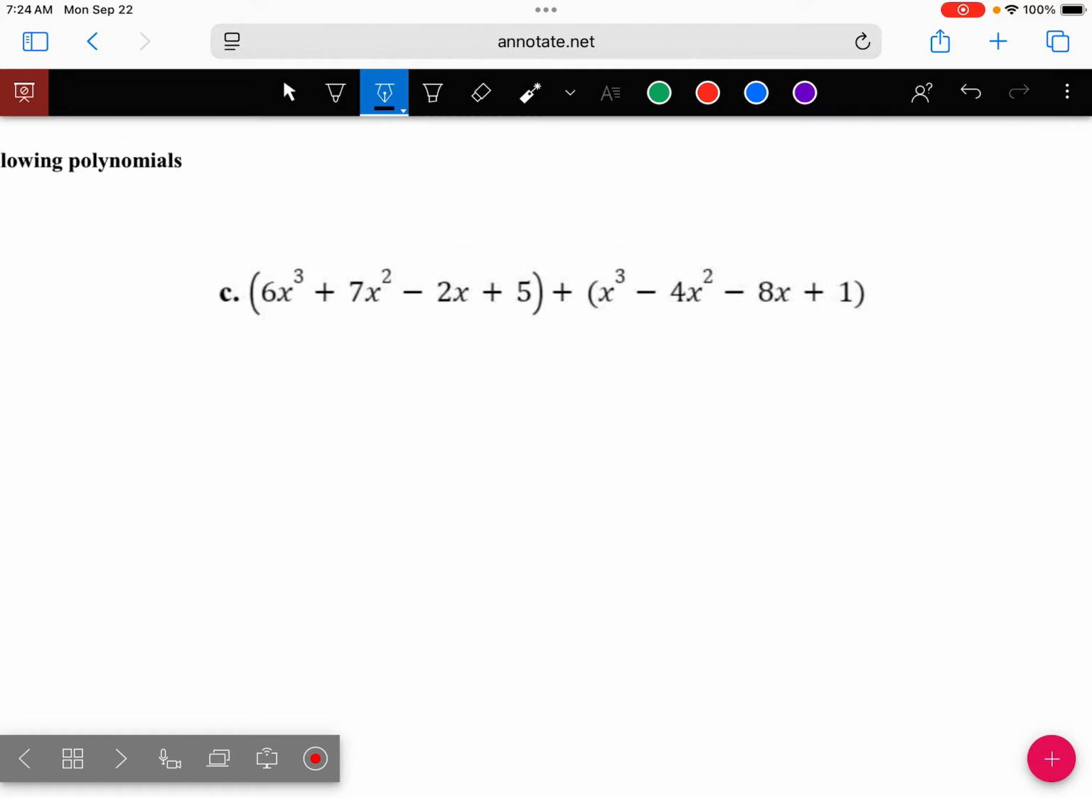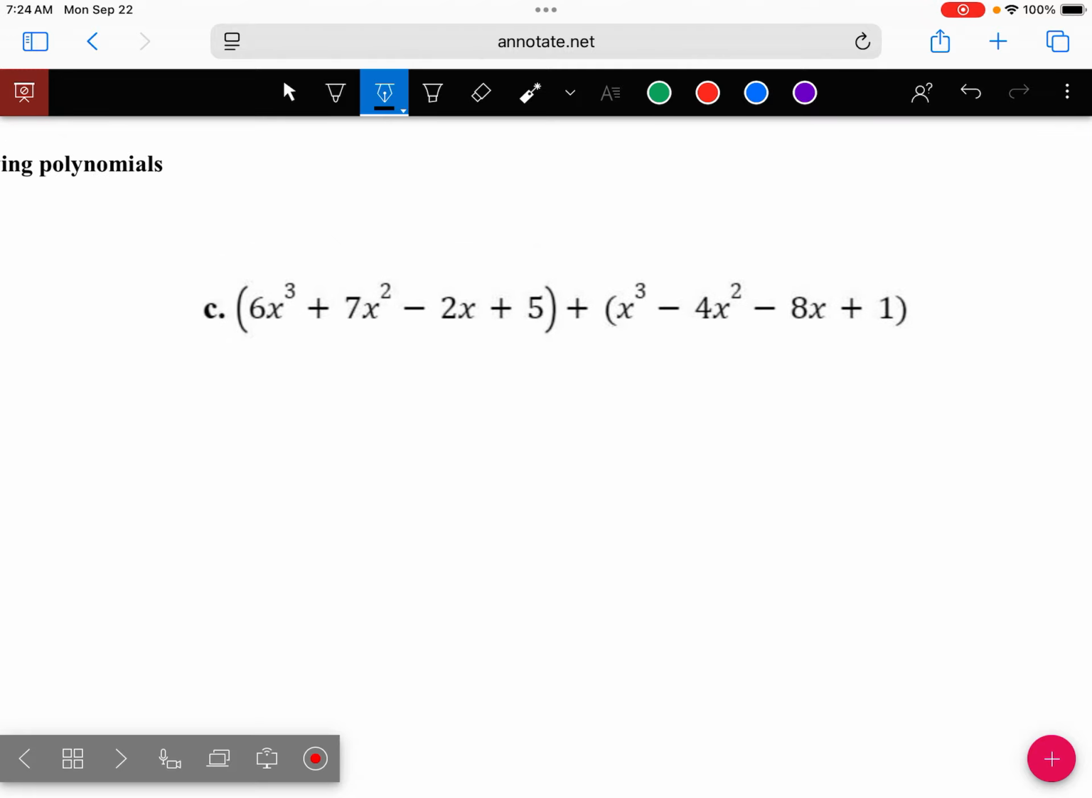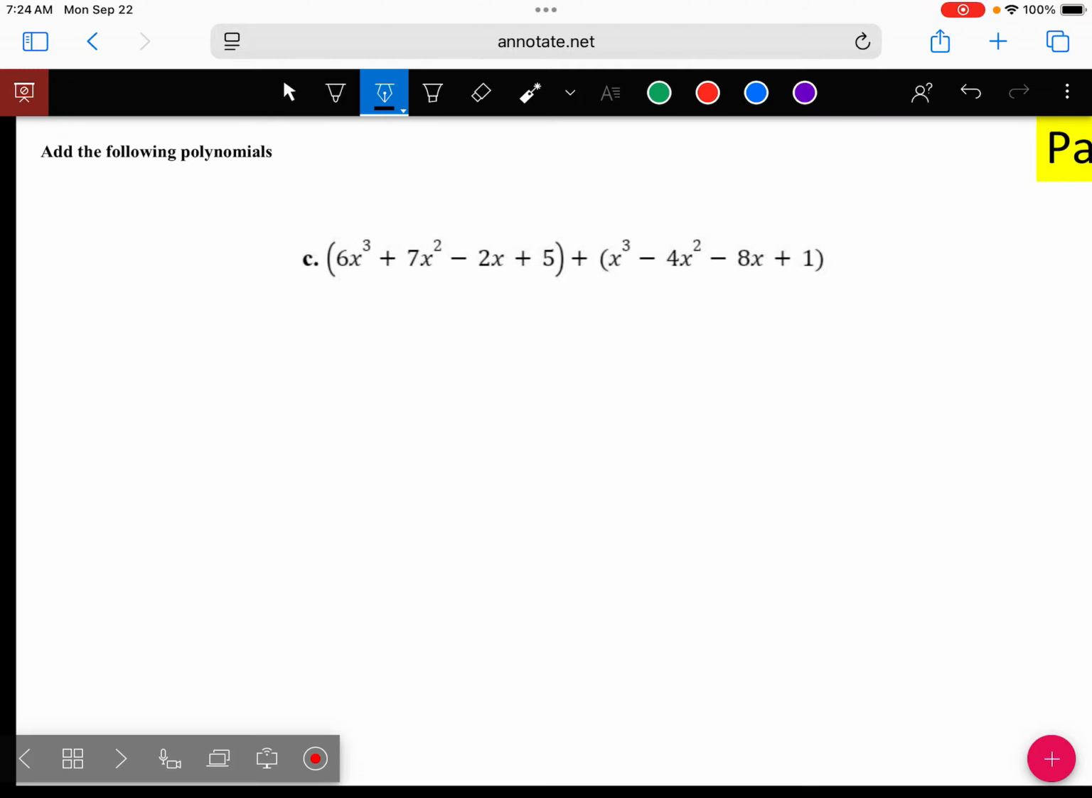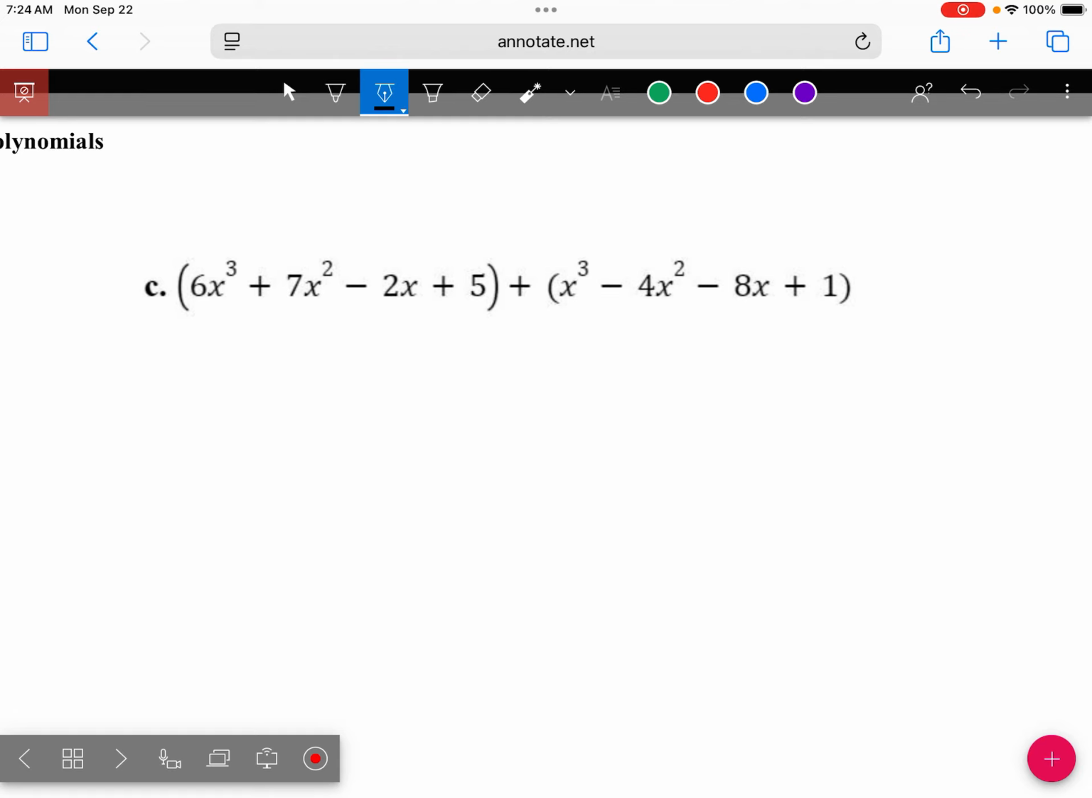All right, I want you all to take a moment and try to do this one on your own. I skipped down to C. So does everybody find C? Look for the ones that are the same.